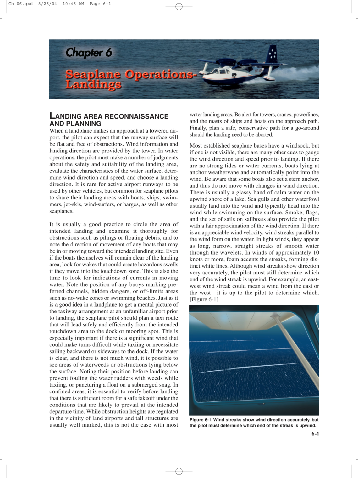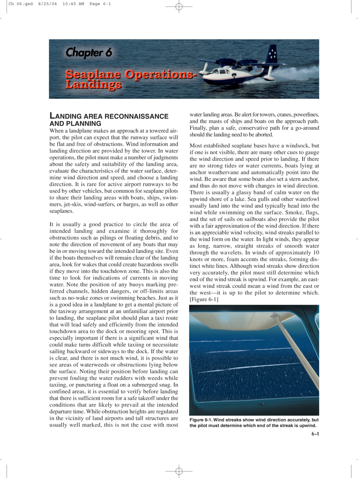Smoke, flags, and the set of sails on sailboats also provide the pilot with a fair approximation of the wind direction. If there is an appreciable wind velocity, wind streaks parallel to the wind form on the water. In light winds, they appear as long, narrow, straight streaks of smooth water through the wavelets. In winds of approximately 10 knots or more, foam accents the streaks, forming distinct white lines. Although wind streaks show direction very accurately, the pilot must still determine which end of the wind streak is upwind. For example, an east-west wind streak could mean a wind from the east or the west. It is up to the pilot to determine which.